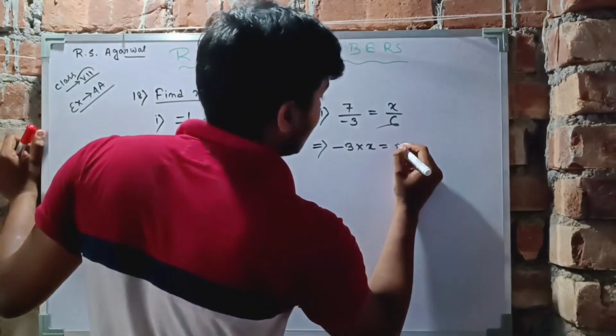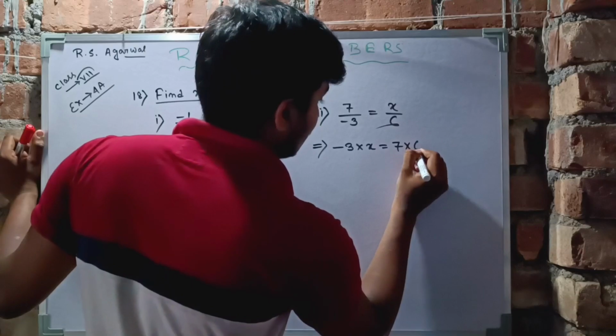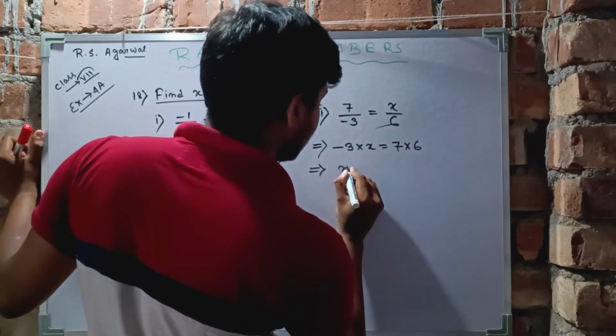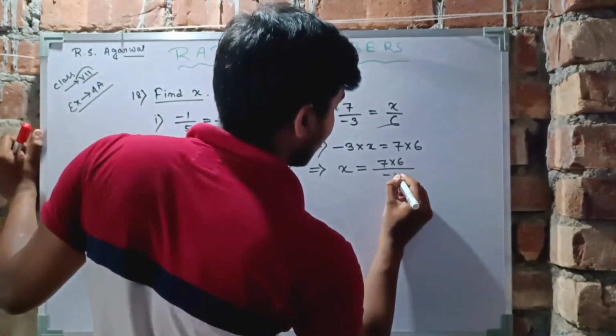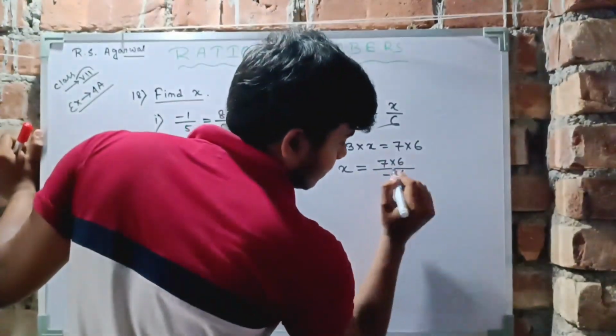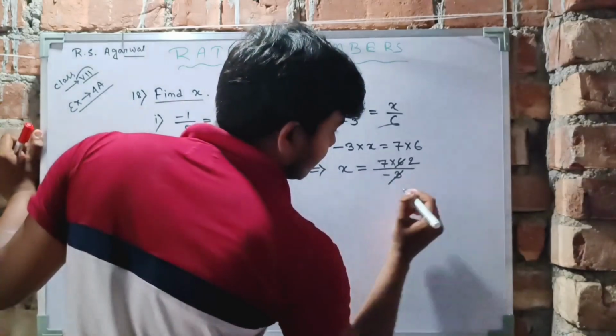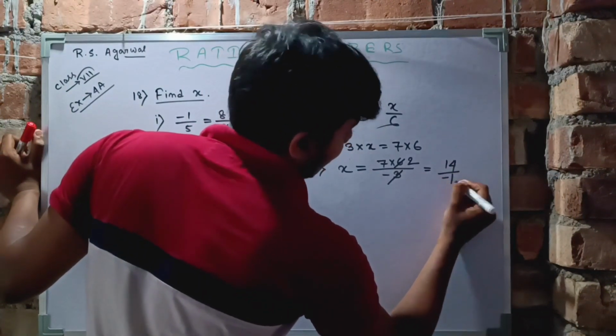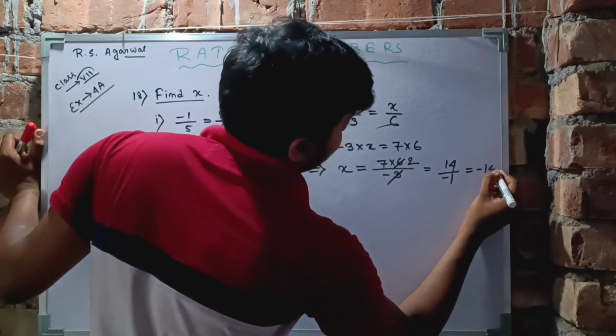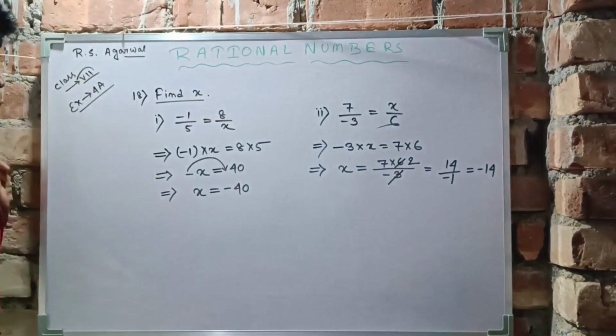x equal to 7 into 6. That means x equal to 7 into 6 by -3. 3 ones are 3, 3 twos are 6. That means 7 twos are 14 by -1. That means -14. This is our answer.